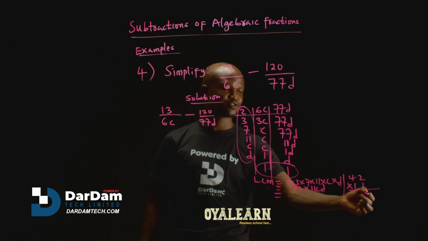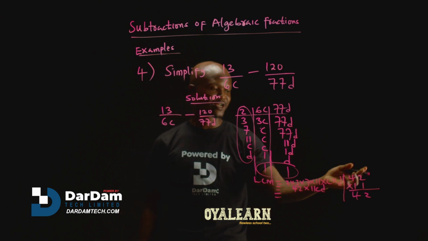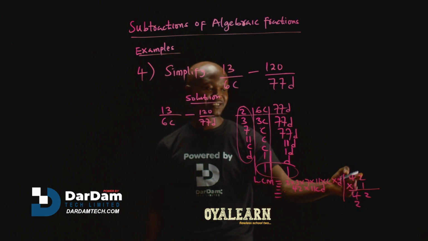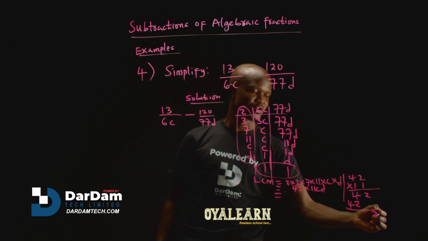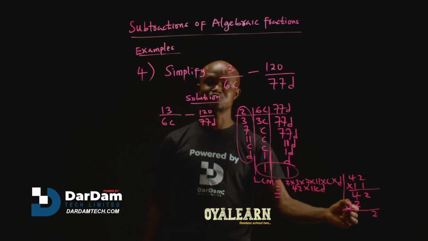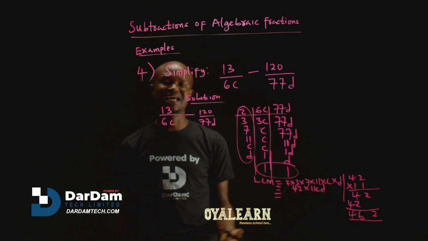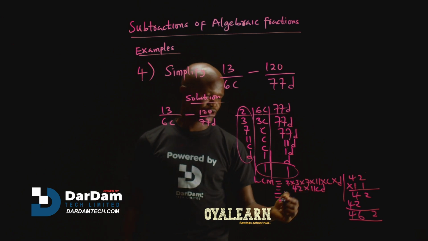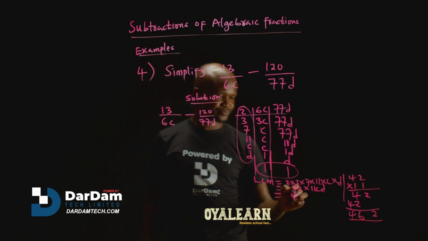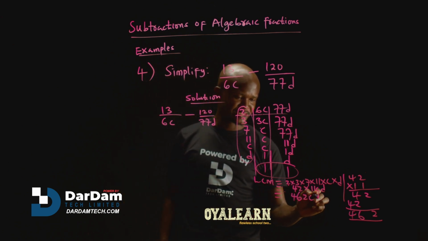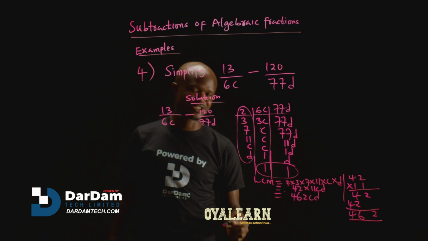1 times 2, we have 2. 1 times 4, we have 4. We also use this one also: we have 4, and we have 2 here. Then 1 times 4, we have 4. So adding, we have 2, then 4 plus 2 is 6, then we have 4. So the product of 42 and 11 will give us 462. So in that case, we are going to have 462CD here. So the LCM of the denominators is 462CD.